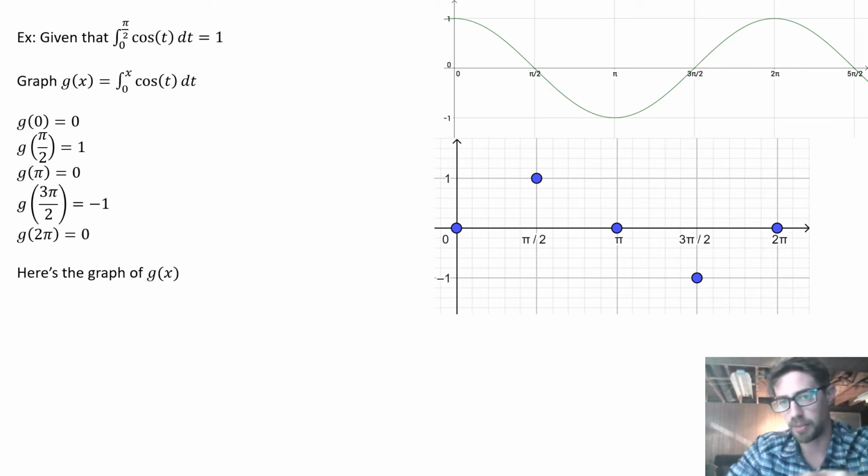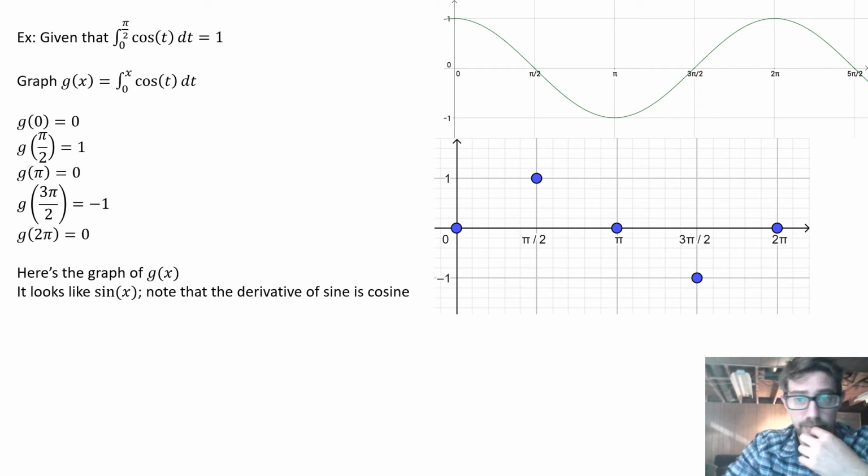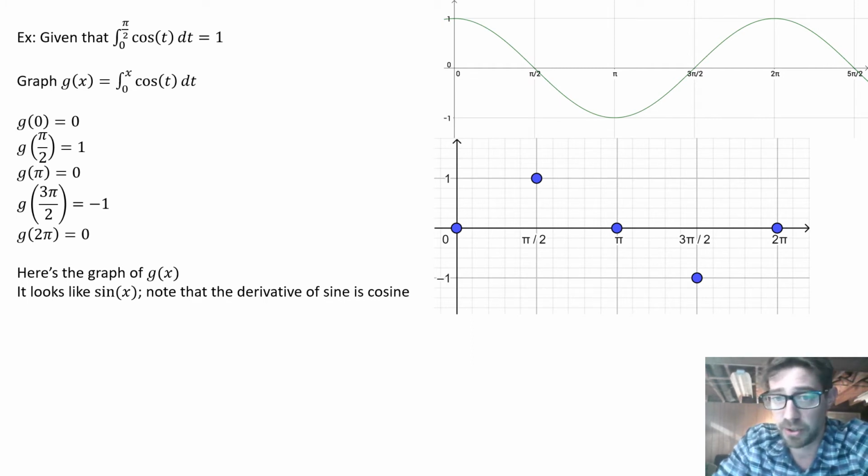Right, so 0, 0; pi over 2, 1; pi, 0; 3 pi over 2, negative 1; and 2 pi, 0. So that's what g of x looks like. That's what the area so far function for cosine looks like. So just picture a line going through there. It sure looks periodic. It sure looks like a trig function. Which trig function does it look like? It sure looks exactly like the sine function. And it is. So the area so far function for the cosine function is sine.